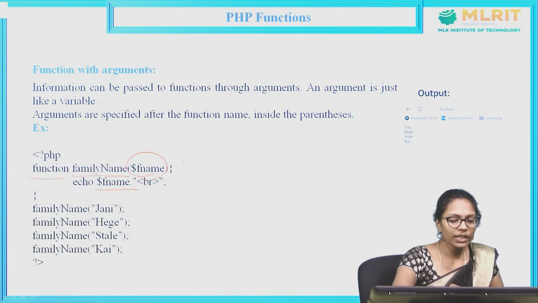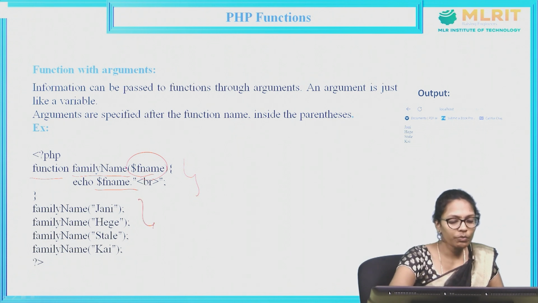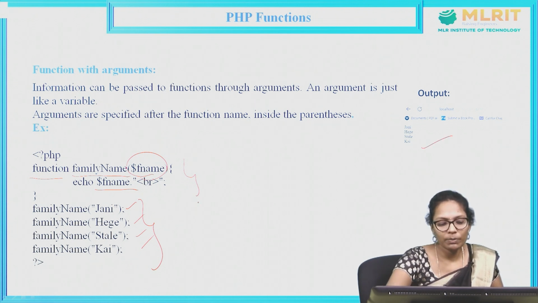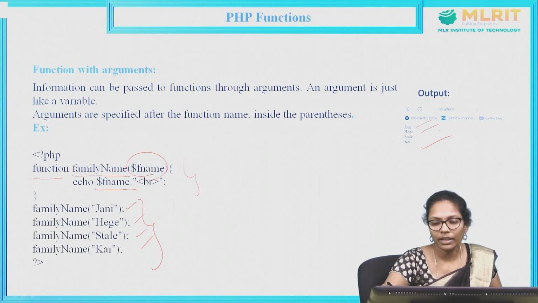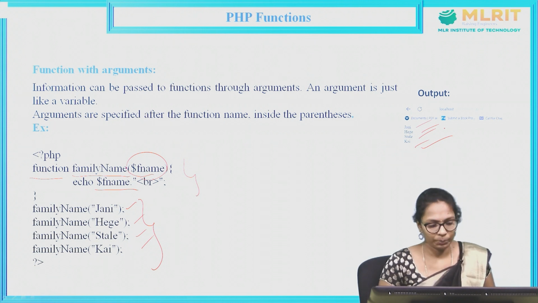This function again, you should call to execute it. I'm calling this function 4 times by passing 4 different values. Whatever value you pass, the same thing will be printed. So this is the output I'll get. The first time you pass Jani, then Jani, Hege, Stale and Kai. All these 4 values, whatever values you send, the same values will be printed in the output.